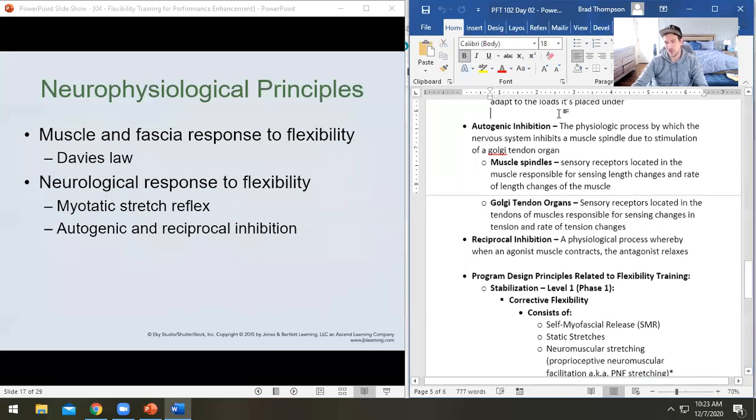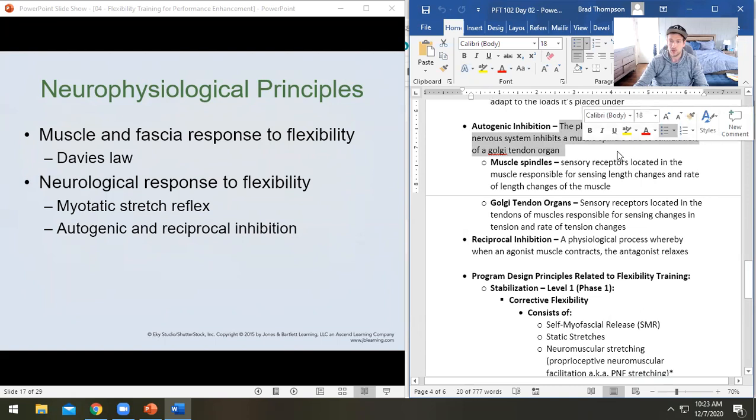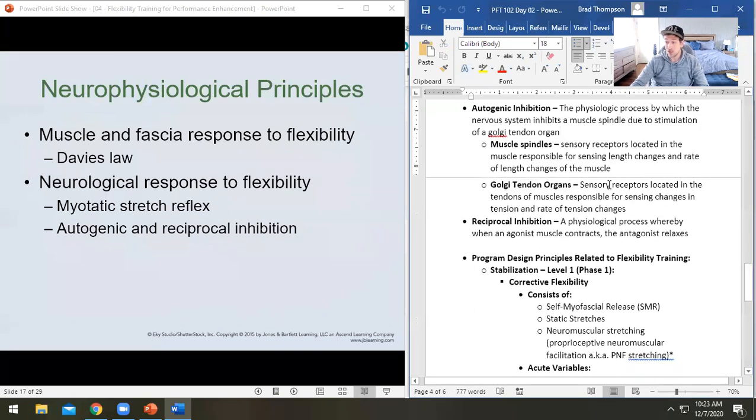So autogenic inhibition is this physiologic process whereby your nervous system will inhibit your muscle spindle because you put pressure on that Golgi tendon organ. It says, if you're going to keep stretching and I have no choice, I'll give you the mobility you want. And so that muscle spindle gets inhibited because the Golgi tendon organ says, hey, shut up, let go, and then it lets go and you get your full range of motion back.